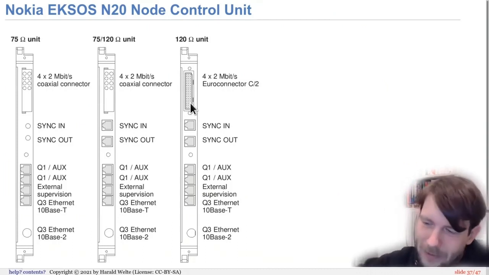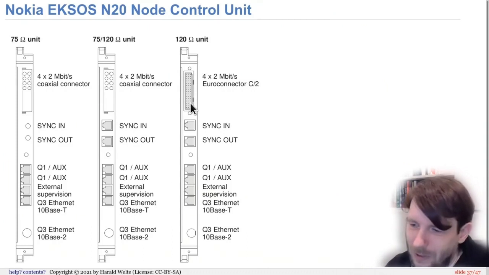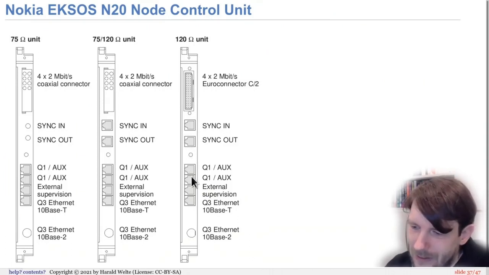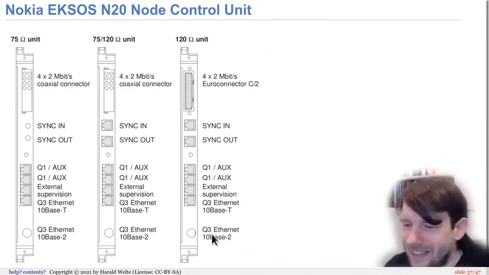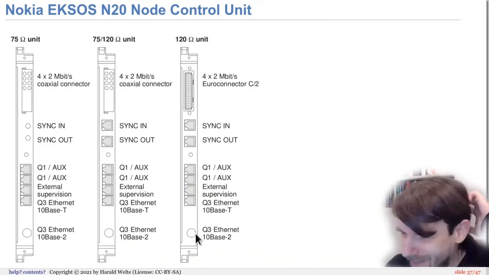By the way, it's rotated by 180 degrees, so it's exactly the other way around from the photograph that I just showed. We have sync in and sync out for the E1 synchronization. Then we have Q1 interface for local monitoring and so on. And then we have the Q3 interface on a coaxial 10-base-2 Ethernet, and then also optionally at a 10-base-T Ethernet here.